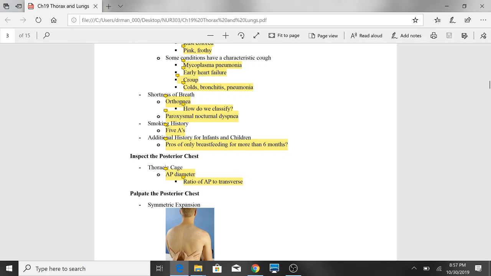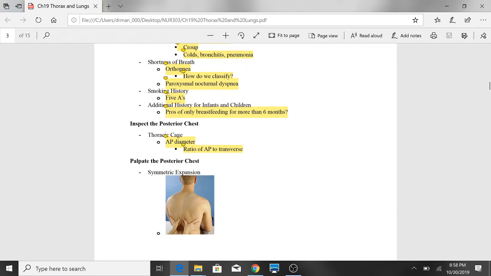So I also got to inspecting the posterior chest. The main thing was dealing with thoracic cage AP diameter. It's usually less than the transverse, and the ratio is 0.7 to 0.75. Palpating the posterior chest, you check symmetric expansion. You put your hands here, and you have them breathe in, and it should move out the same width and length.